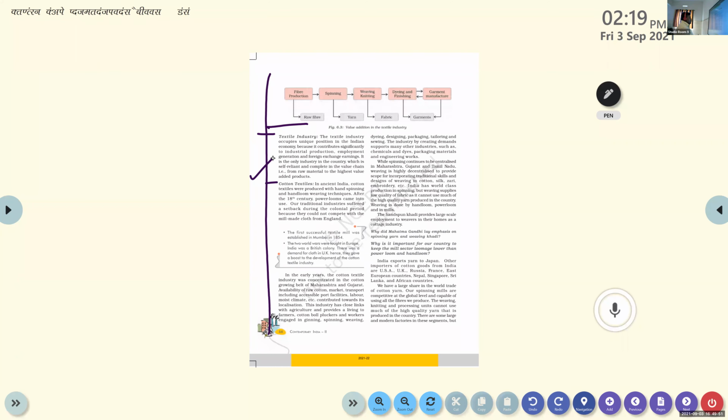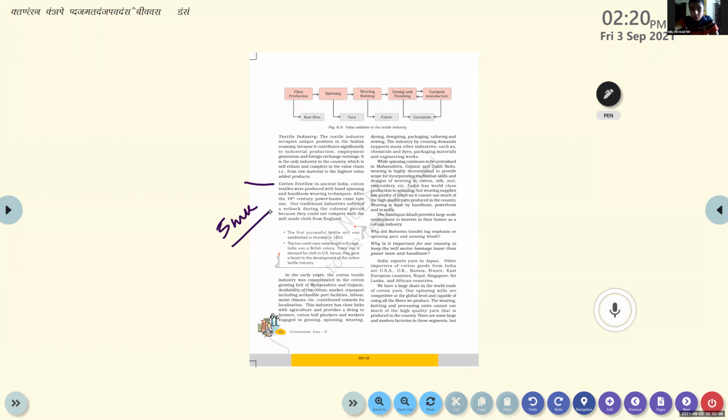We are going to discuss the first one in the textile industry, that is the cotton textile industry. This is a 5-mark question. Please mark that and write it down: write or explain the cotton textile industry in India. It is starting from here. I'll explain that for you.